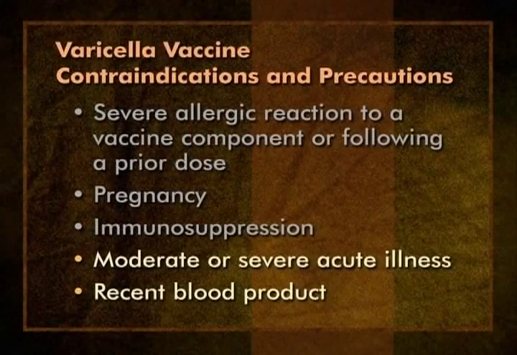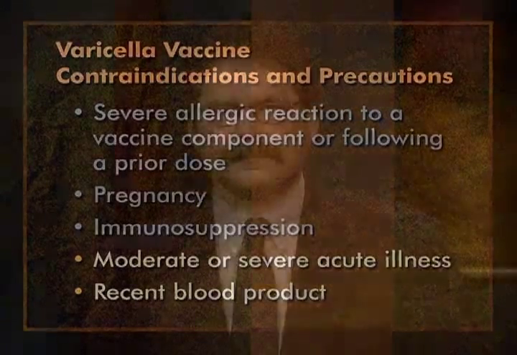As with all vaccines, moderate or severe acute illness is a precaution. Vaccination should be deferred until the acute illness has improved. Finally, a recent blood product could interfere with viral replication. The recommendation is to administer the vaccine at least 2 weeks prior to receiving blood products. Vaccination should be delayed for at least 3 months following administration of blood, immune globulin, or other blood product.